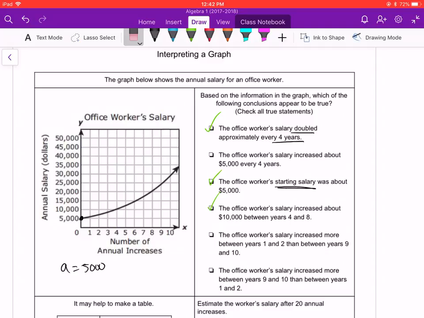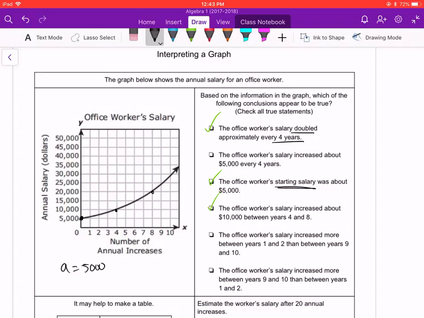Well, between 1 and 2, from here to here, remember, we went from 5,000 to 10,000. That over 4 years was 5,000. And then the next 4 years, it increased 10,000. So the next 4 years and so on, you can assume it's going to be more. So the years 9 to 10 should be increasing more, because it's doubling. So 1 to 2 is definitely not more than 9 to 10.